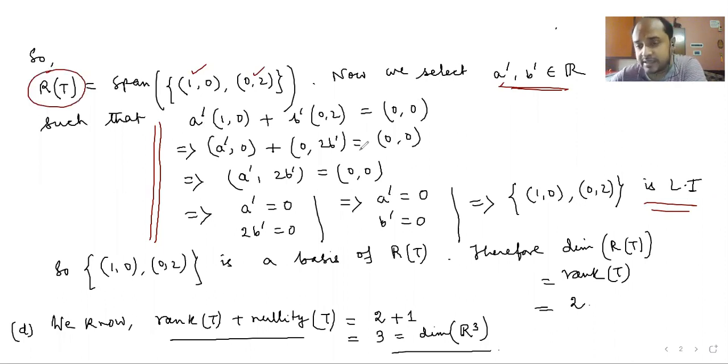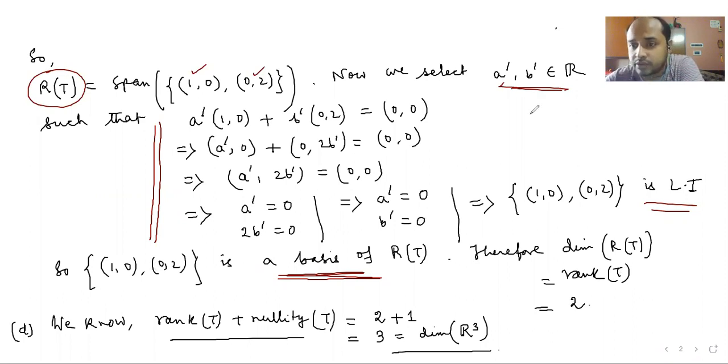So if a particular set is LI as well as it spans RT, a vector space, that becomes the basis of the vector space. So this becomes basis. And so RT's basis has been found, as you asked me in the chat. The basis of RT has been found. And since the number of elements present in the basis is the dimension of the vector space, RT has got dimension 2. Here the vector space is RT. So RT has got the dimension of 2.